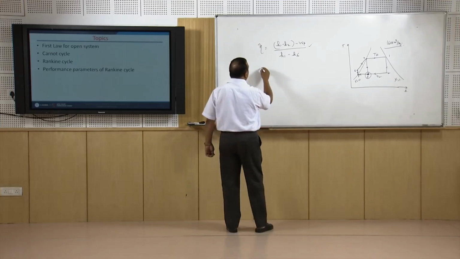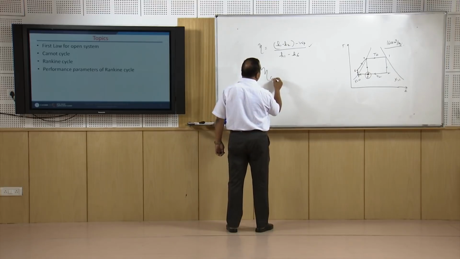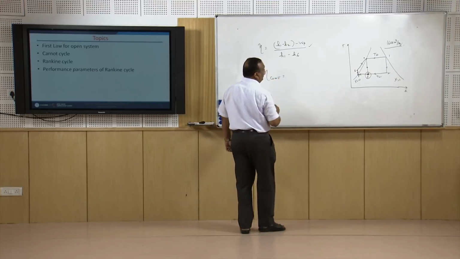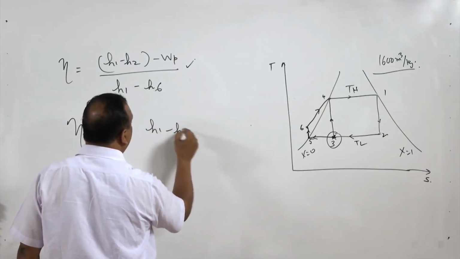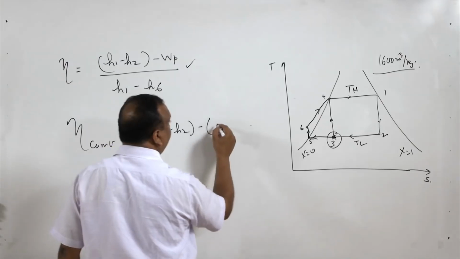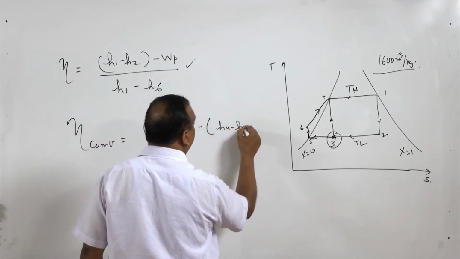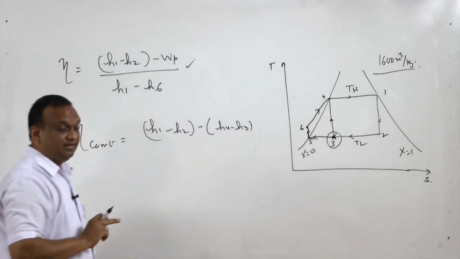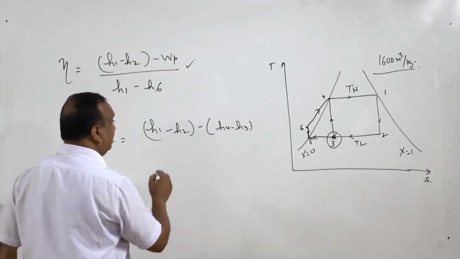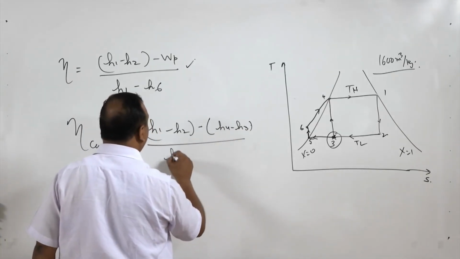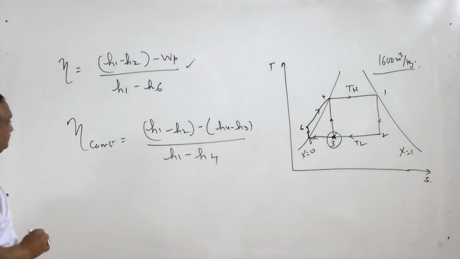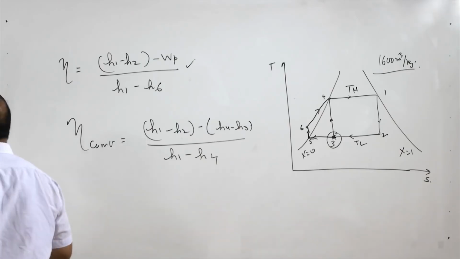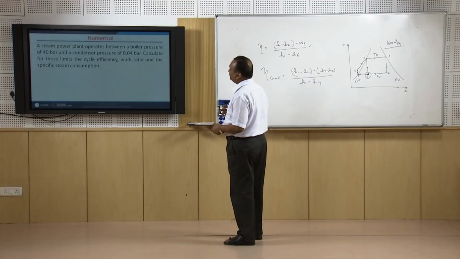Now, if we take thermal efficiency of Carnot cycle, it is going to be H1 minus H2 minus H4 minus H3, because this is significant. Here it is significant, we cannot neglect it, divided by H1 minus H4. Now, I will take one numerical and I will compare the performance of these two cycles.